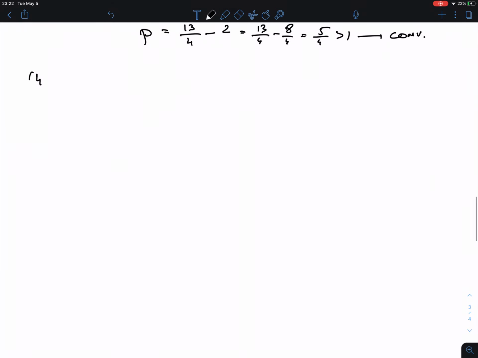The last question was summation of minus 1 to the n, ln n over n squared, right? So now, why did this disappear?